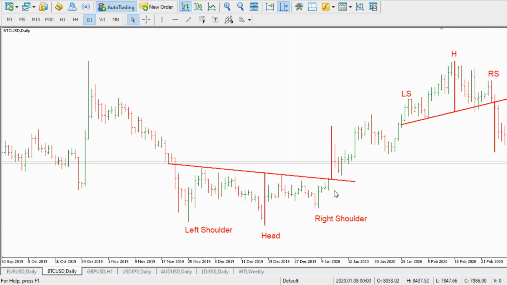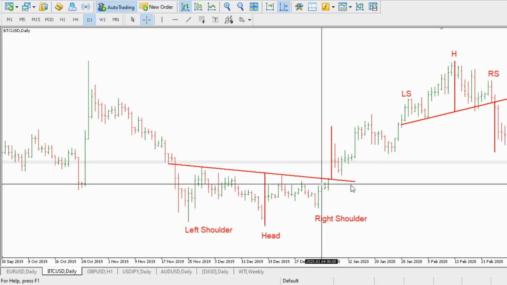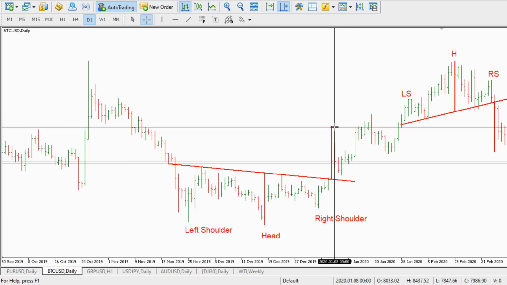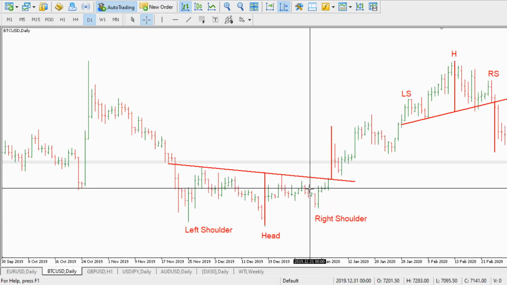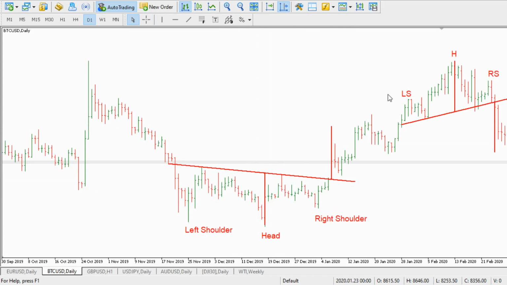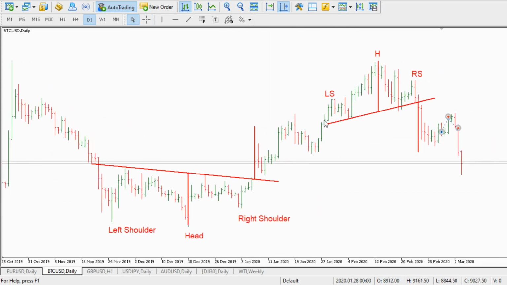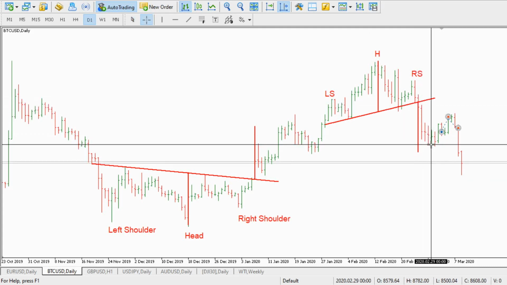Once the prices broke the neckline, we've got here the price target. And right here a bit later, we've got again a traditional head and shoulder: left shoulder, head, and the right shoulder. Once the neckline is broken, we've got here the target zone.